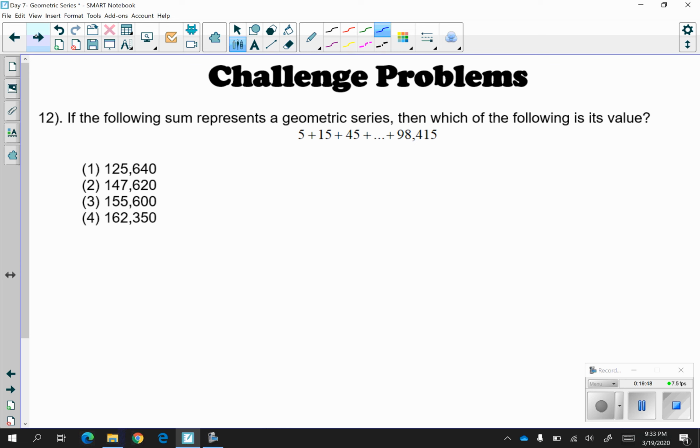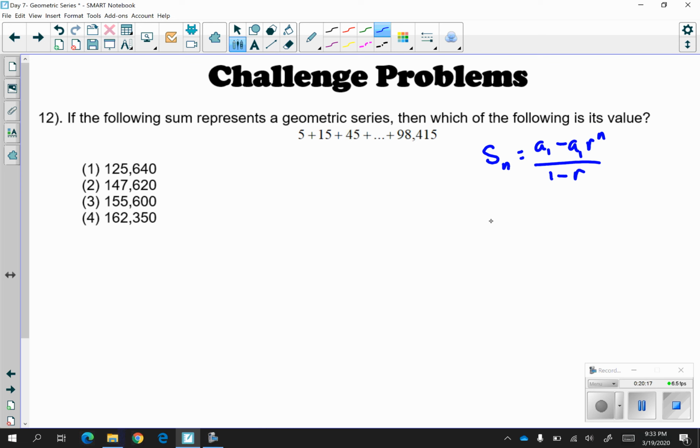Let's try 2 of the challenge problems at the end of your packet. So for number 12, you have, if the following sum represents a geometric series, then which of the following is the value for the sum? So it doesn't look so bad at first, right? We know that we have to use the formula: S sub n equals a sub 1 minus a sub 1 r to the n over 1 minus r.